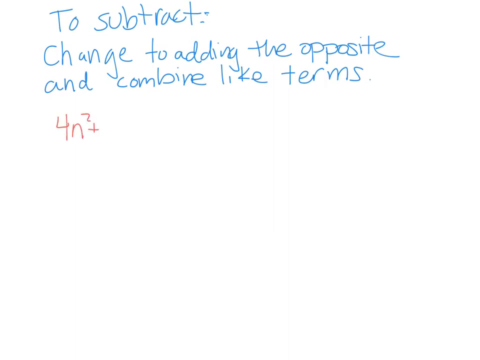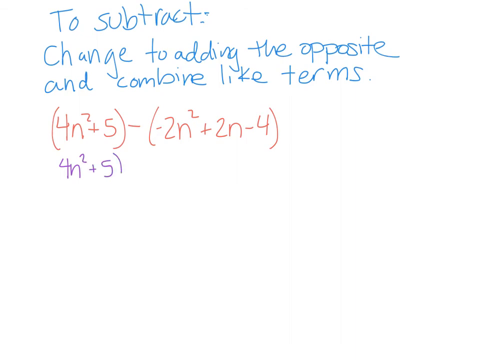4n squared plus 5 minus negative 2n squared plus 2n minus 4. What I said was change to adding the opposite. So that means I'm going to rewrite the second part, not the first part, 4n squared plus 5. Rewrite as adding the opposite. The opposite of negative 2n squared is 2n squared. The opposite of 2n is minus 2n. The opposite of negative 4 is plus 4.